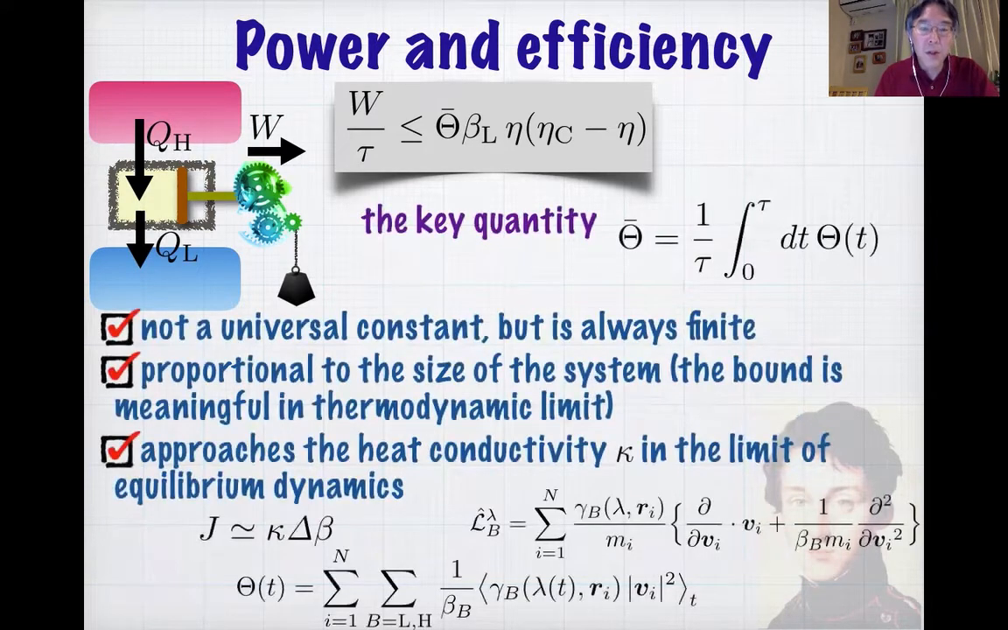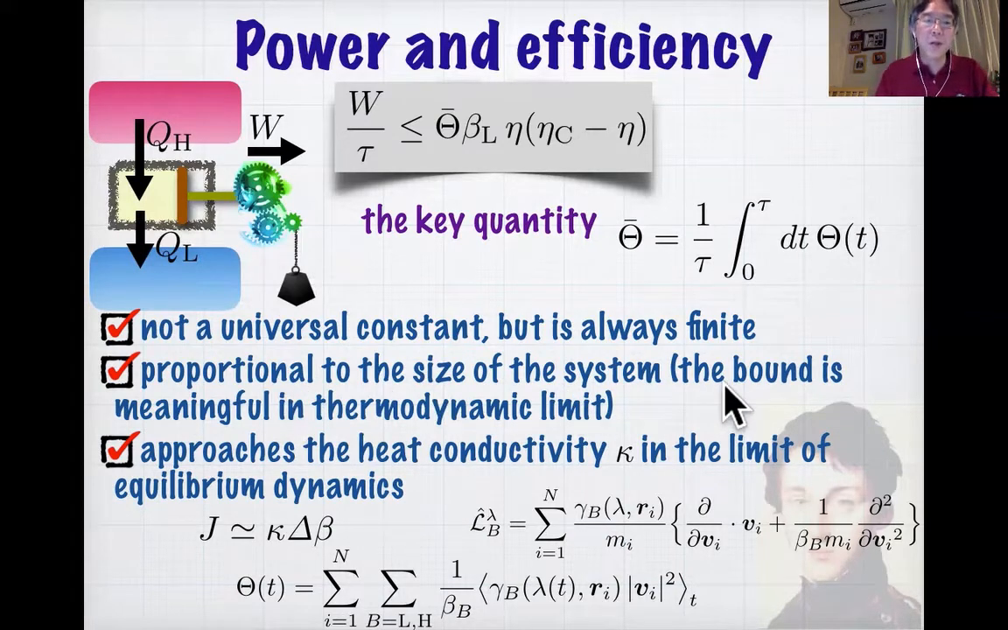Let me also make a comment about this quantity theta bar. So it's defined in this way, and theta is defined in this way, and this important function gamma b applies here, and this describes the strength of the noise. And of course, I first can emphasize that this theta bar is not a universal constant, of course not. But from this, we can show that it is always finite. And also, I say that this theta bar is proportional to the size of the system.